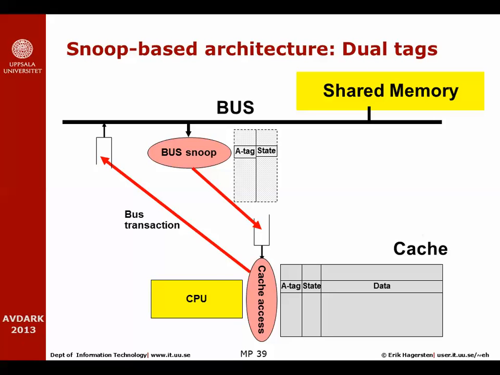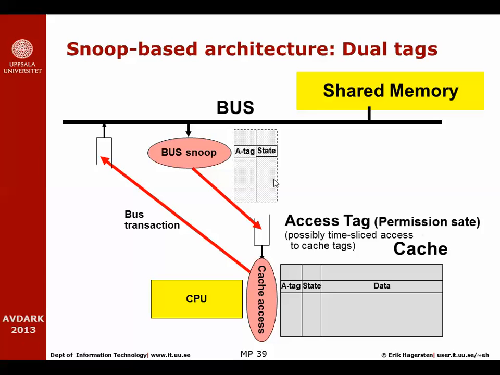And here we have our normal cache, the way we remember it, with an address tag, state, and data organized in a cache line. Even though I'm showing a direct mapped cache here, this may of course be some kind of associative cache. And this tag here, this cache, is where the CPU is going to do its lookups. And the state that's stored here is going to be the permission state, telling exactly what kind of access right the CPU has at exactly this point in time.